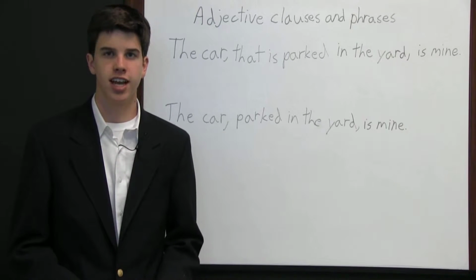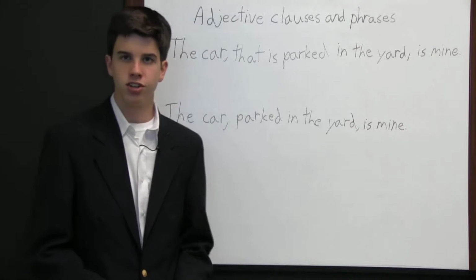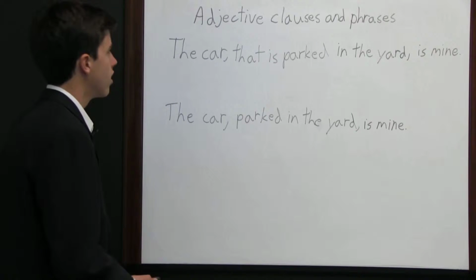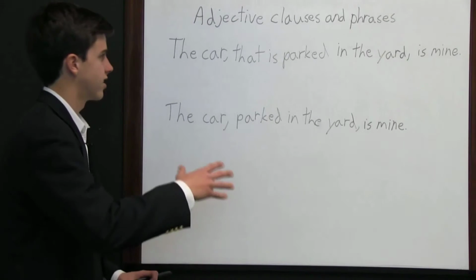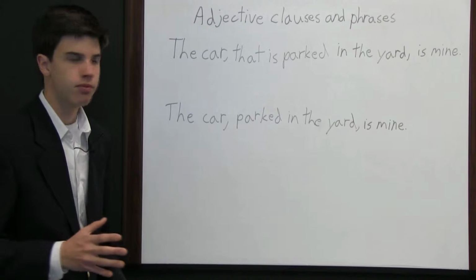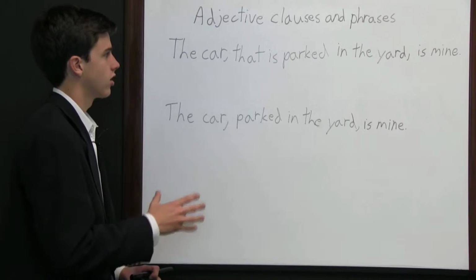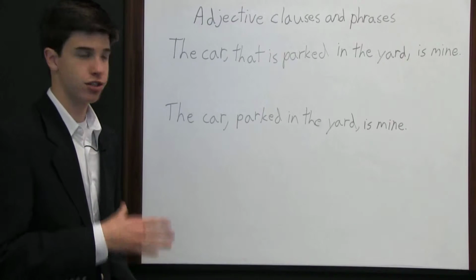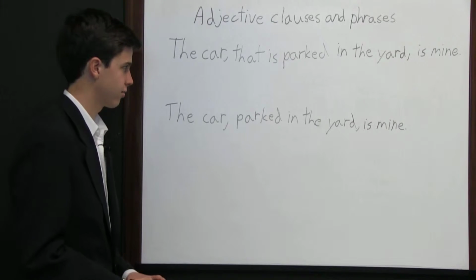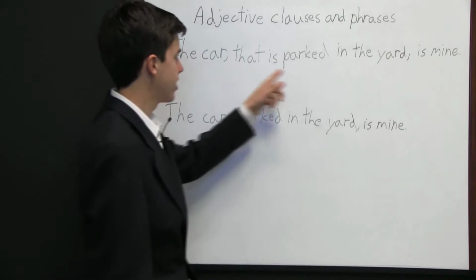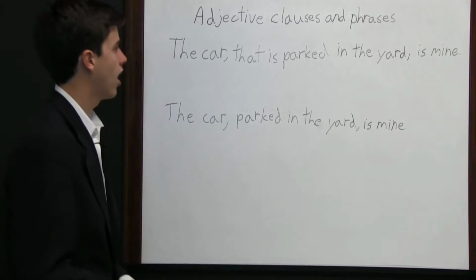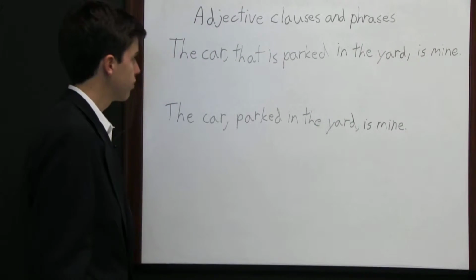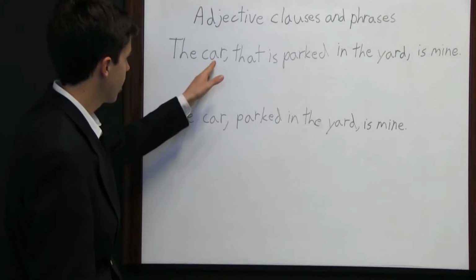Adjective clauses contain both a subject and a verb. So the adjective clause in this sentence contains both a subject and a verb, and we're looking for this clause in this sentence. Like I said, adjective clauses collectively play the role of an adjective. So we're looking for a group of words that describe another word in the sentence. If you look right here at "that is parked in the yard," it's marked off by commas. And "that is parked in the yard" could play the role of an adjective because it's describing the word car.